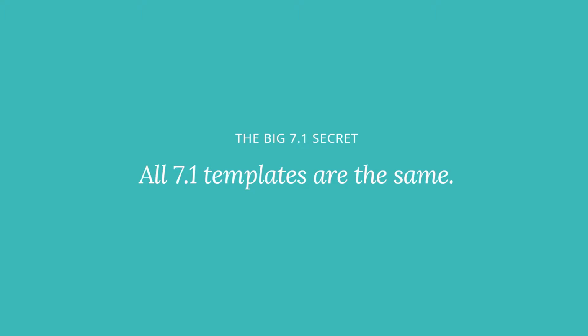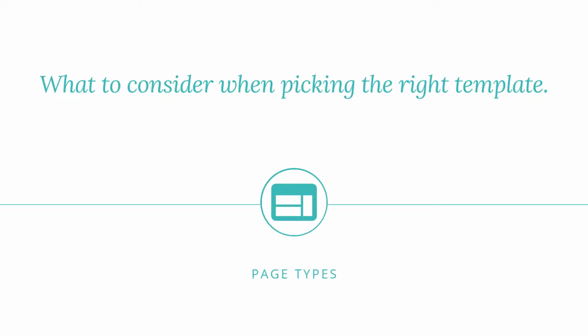So if they're all the same, why does it matter where you start? I actually consider it a big time saver. There are 3 things that I take into account when picking out a new template. I think about page types. If I'm creating a website that's going to need a blog, or it's going to need an online store, or it's going to need a bunch of different image galleries, I'm going to start with a template that already has those page types on it. That's going to save me a bunch of time.